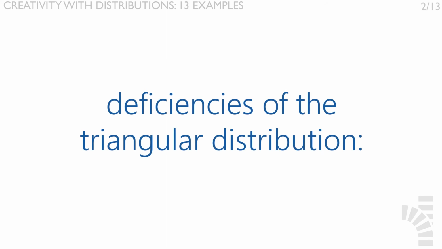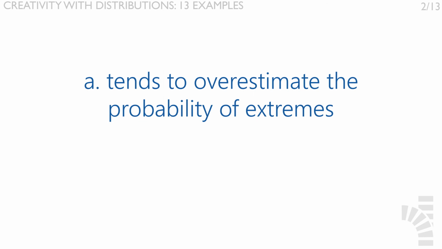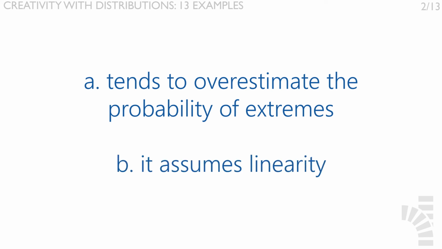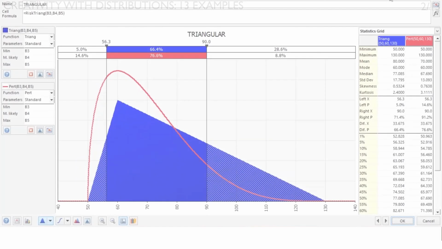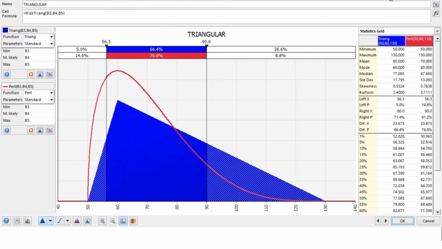The triangular distribution has these deficiencies: A. In cases where there is a very small possibility of an extreme event, the triangular will tend to overestimate the probability of an extreme result. B. It assumes linearity of the probability density function. We tend to prefer the shape of a PERT distribution, which assumes that the predominance of the results occur in the most probable range, and the tails are rounded. In other words, a triangular distribution creates a mathematical discontinuity at its peak, or mode, something that the PERT avoids.